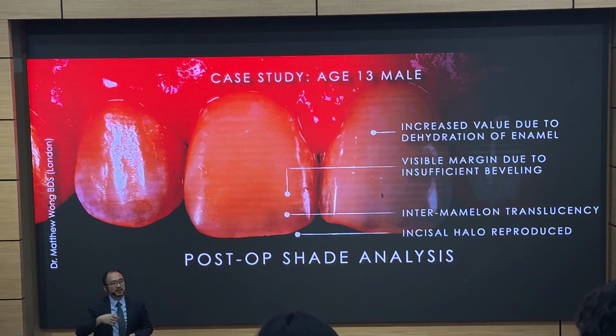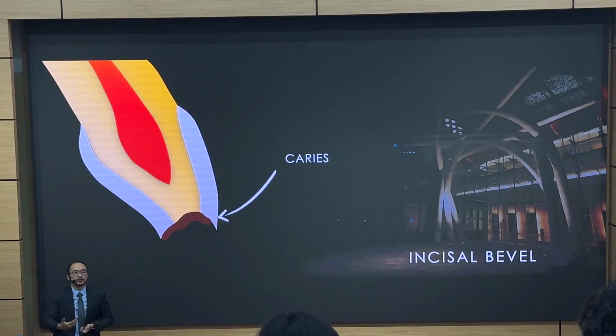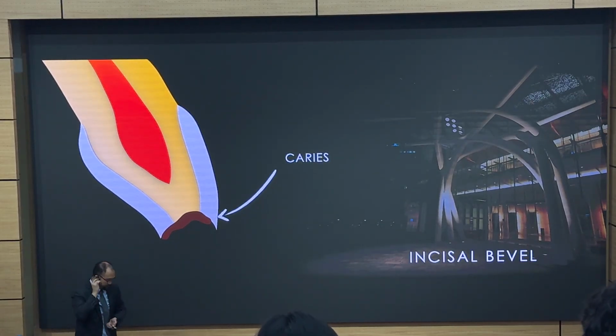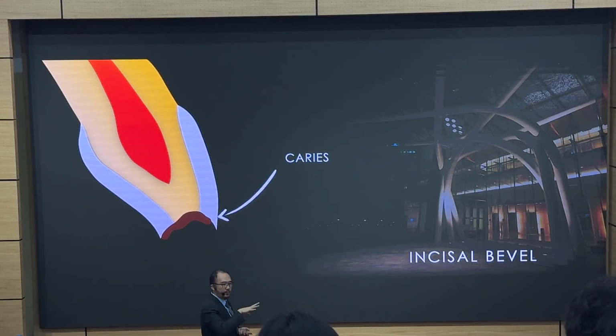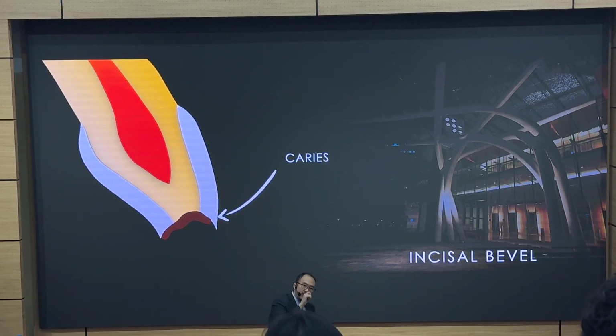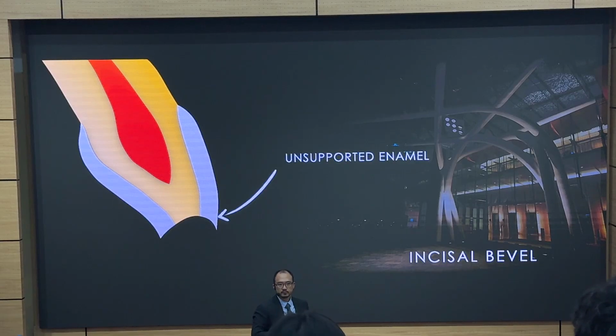Why is there a white line? As I mentioned, you have what we call unsupported enamel. Now, to go back to what I said a while ago, this is what I used to do as a mistake. When I prepare my teeth for a class 4 restoration, I would remove caries, and then I would bevel. The problem is that I am beveling on unsupported enamel. Meaning to say, that bit of enamel will delaminate and chip off.